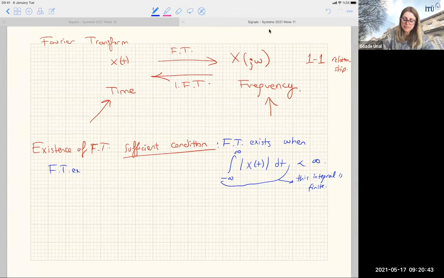There are signals, for instance cosine or the step function, which are not absolutely integrable, but whose Fourier transforms do exist. So this is a sufficient condition, not a necessary condition.